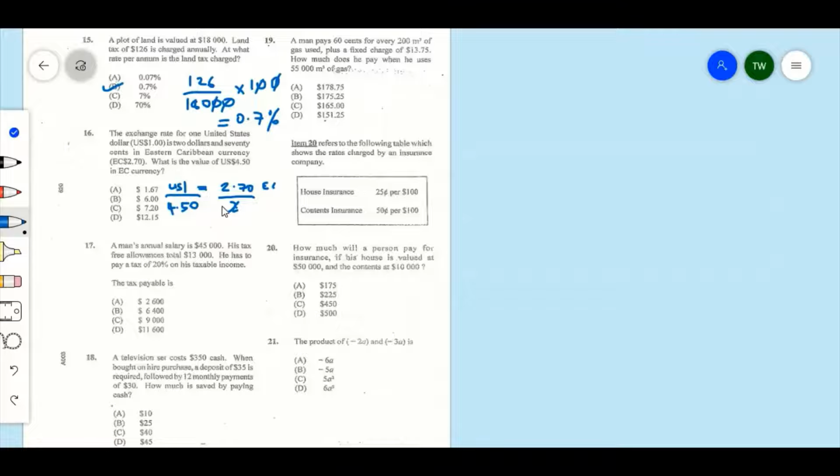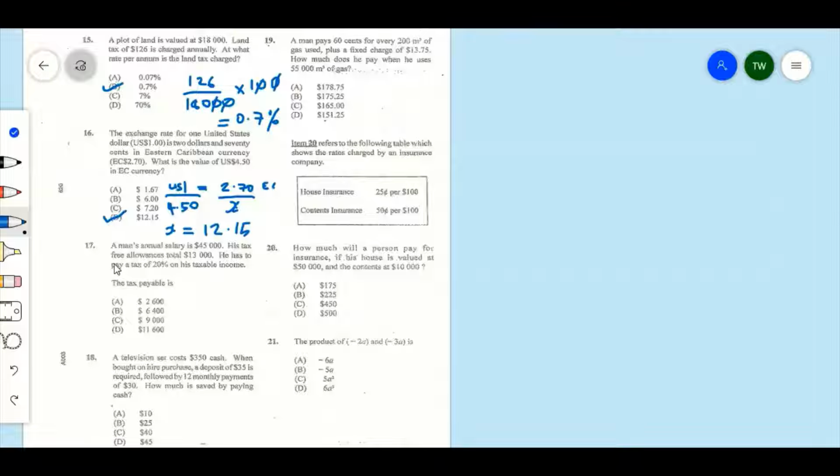Okay, do a little bit of cross multiplication. So X times 1, that's going to leave us with X. And X is going to equal 4.50 multiplied by 2.70, and that's going to leave us with $12.15. All right, so our answer is going to be D here.